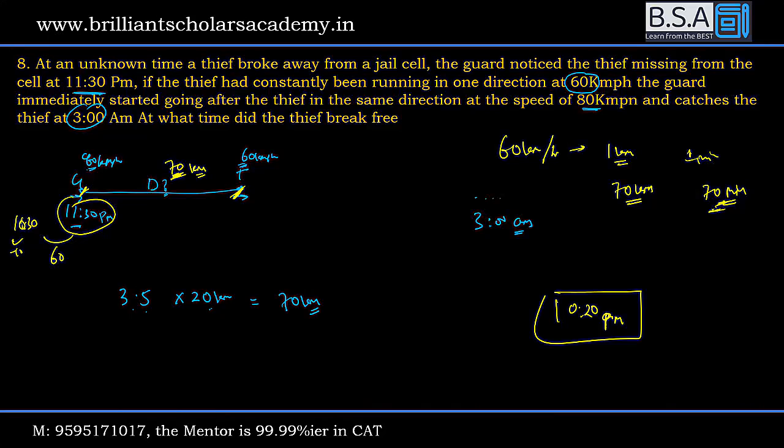So if the thief started running at a speed of 60 kmph from the beginning, that would imply he broke out 70 minutes earlier. What is 70 minutes earlier than 11:30? It will be 10:20 p.m. Is there any other way to solve this? Yes. 10:20 is the time. Remember that. Keep that in mind.